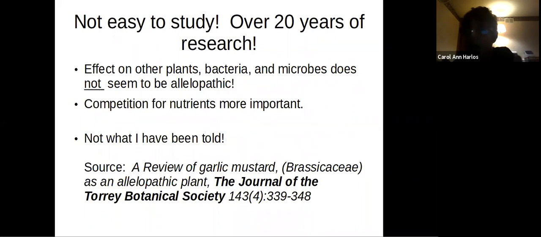It's not easy to study. It's been studied over 20 years, and they've studied its effects on other plants, its effects on bacteria and microbes, and the research so far does not support the idea that it's allelopathic. It probably is doing so well because it starts to grow so early and it gets at the nutrients that are available before other plants do. So as I put here, not what I've been told. And my source for this, I put down here in case any of you wish to look this up, is the Journal of the Torrey Botanical Society. I thought that was really interesting because I had been taught that it was allelopathic.